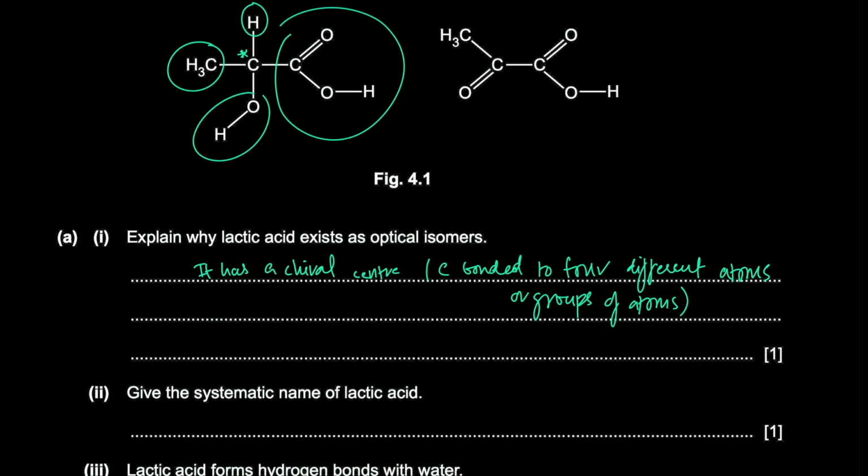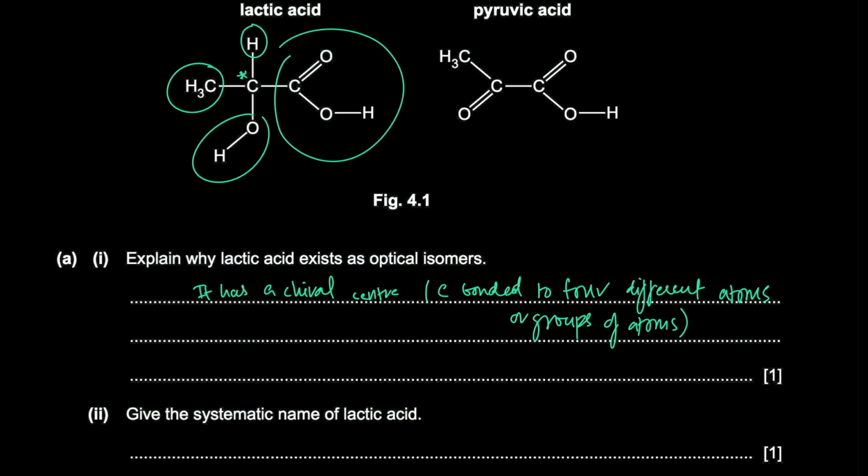Give the systematic name of lactic acid. Now, lactic acid has a 3-carbon chain, right? The highest priority would go to the carboxylic acid. The carboxyl carbon would be carbon 1, then carbon 2, and then carbon 3. So what we have here is propanoic acid.